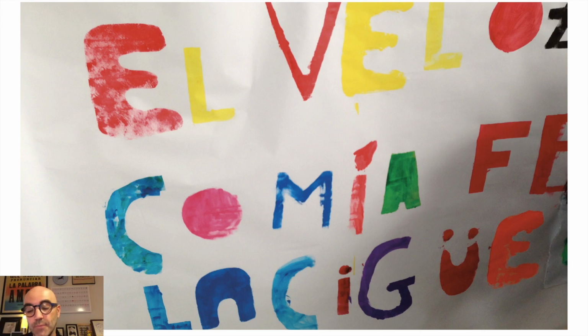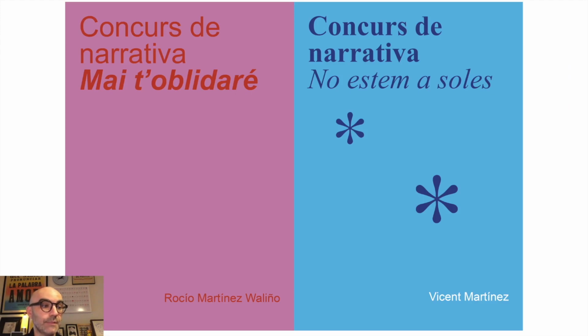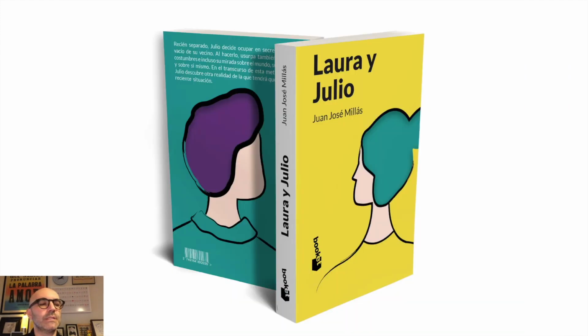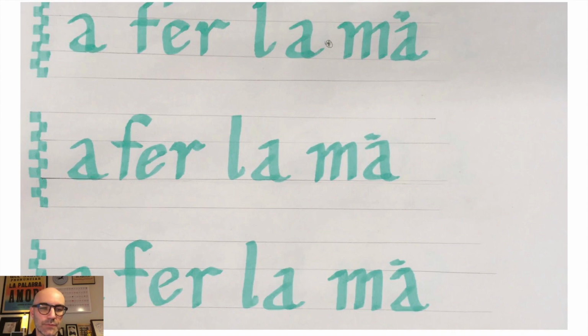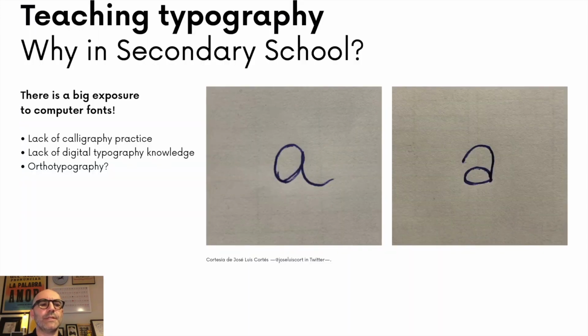What I am going to talk about today is an approach for teaching typography in secondary school, which is a collection of small projects developed in school in order to introduce secondary school students to typography, and then show you their results and raise some questions. So what's the point of this?